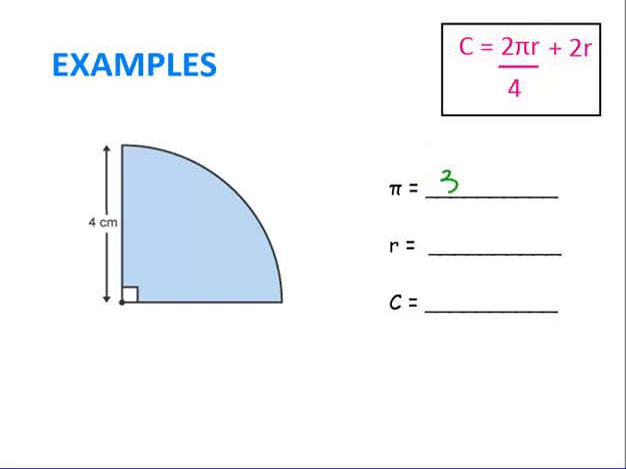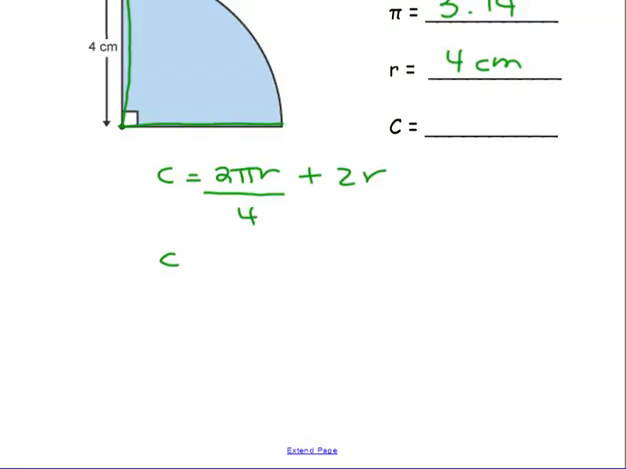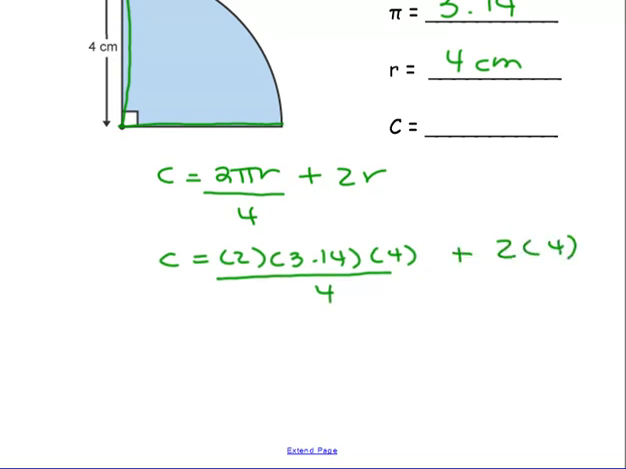All right, let's look at another example. So pi is 3.14. Our radius is 4 centimeters. And now I need to calculate the circumference. So C equals 2 pi r. It's a quarter circle, so I'm going to divide by 4 plus 2r because I'm adding in this radius and I'm also adding in this radius right here. So C equals 2 times 3.14 times 4, all of that divided by 4 plus 2 times 4.